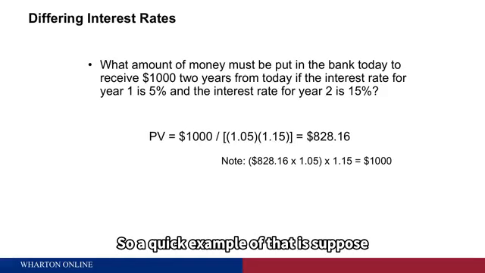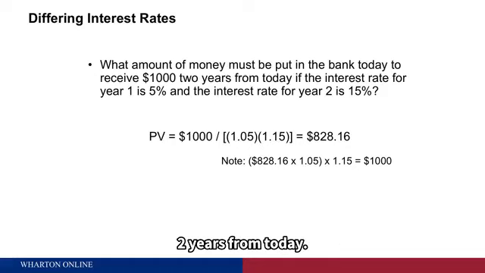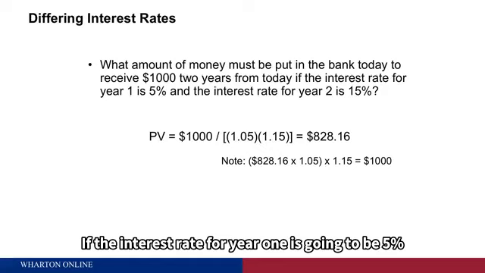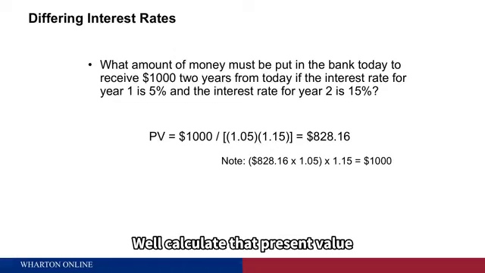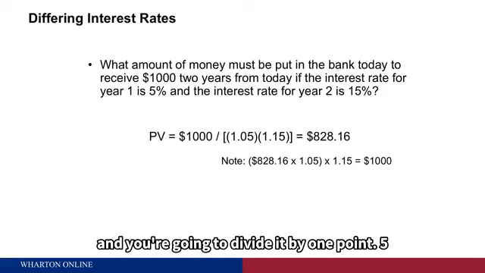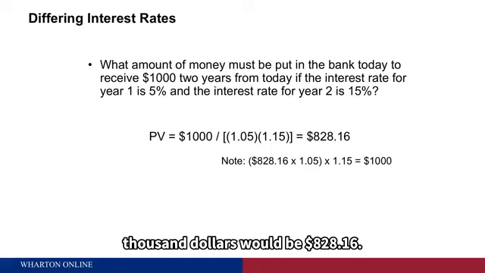So a quick example of that is, suppose you wanted to know what amount of money you have to put in the bank today to receive $1,000 2 years from today if the interest rate for year 1 is going to be 5% and the interest rate for year 2 is 15%. Well, to calculate that present value, you simply take 1,000 and you're going to divide it by 1.05 times 1.15. And the present value of that $1,000 would be $828.16.